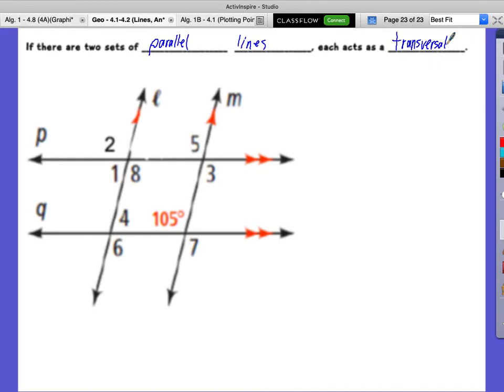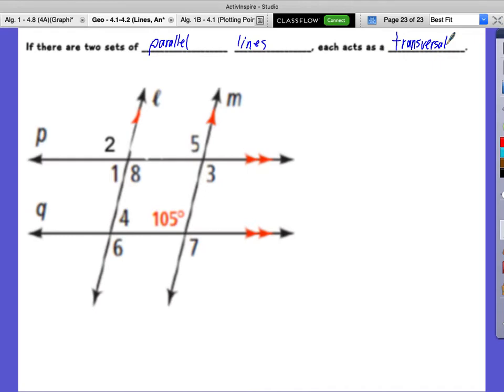Is it each line acts as a transversal, or each line can act as a transversal? Let's think about it this way. Okay? We're given 105 degrees for this angle, and we're given that we have two sets of parallel lines.